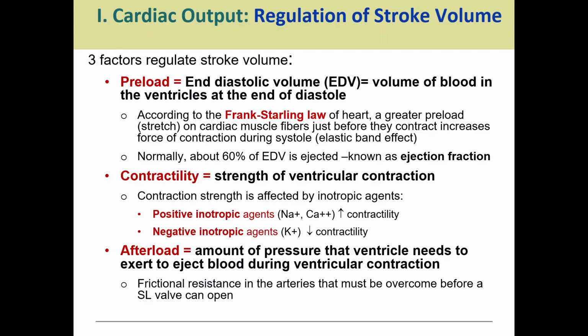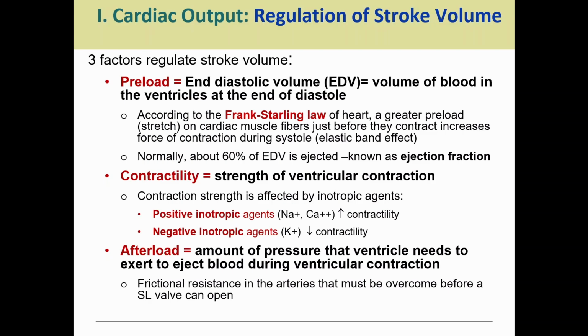So the preload, this is also called the end diastolic volume. This is how much blood is left in the ventricles at the end of diastole. So while the ventricles are at rest, how much blood is left in them. And this is where we're going to get into something called the Frank-Starling law of the heart, which we'll talk more about in just a second, but just to briefly introduce it, basically, the greater preload means the more stretching on the cardiac muscle fibers, and the more stretching we have, the more blood we can fit in there, the higher the stroke volume is what we're saying.